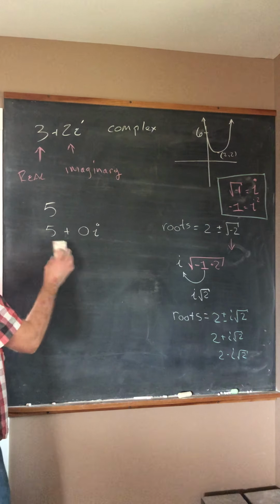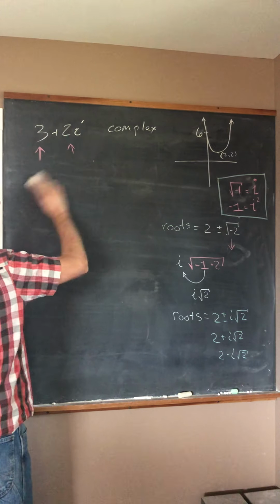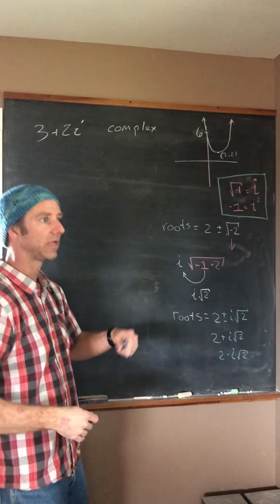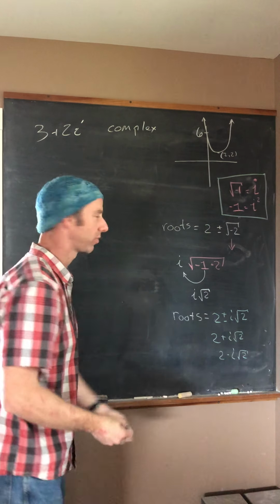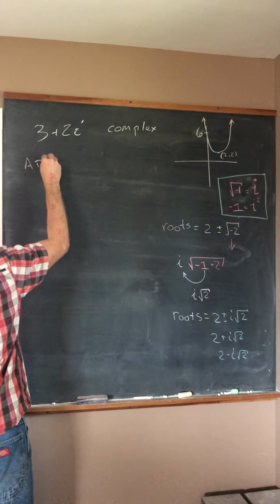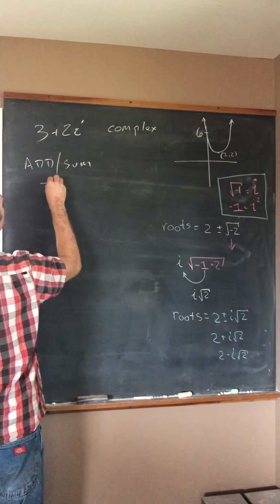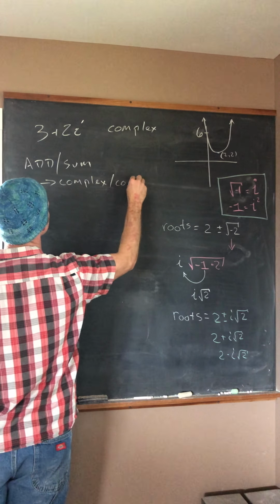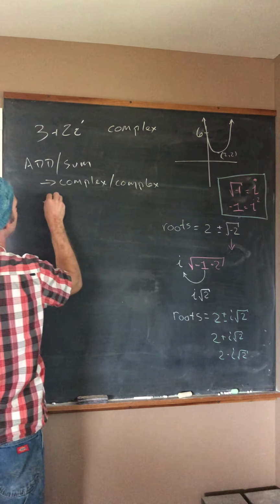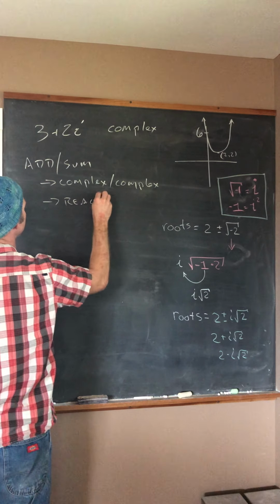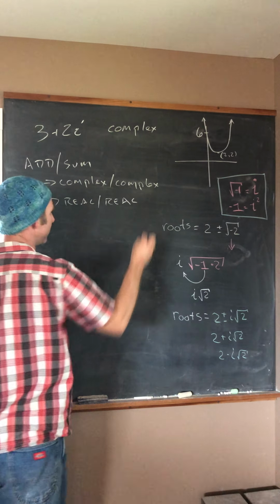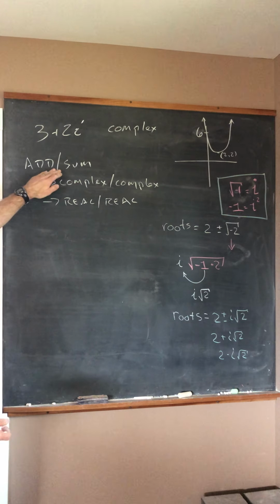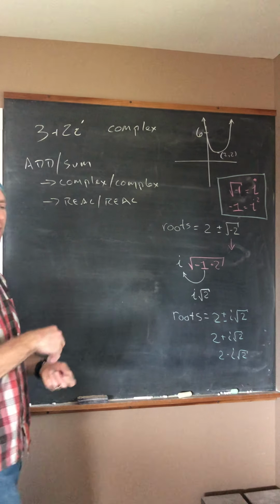When we do the math of these guys, we add the real parts and we add the complex parts. So addition: by this, I mean complex with complex, real with real. If you're doing addition, subtraction, you just add the real parts, add the imaginary parts.